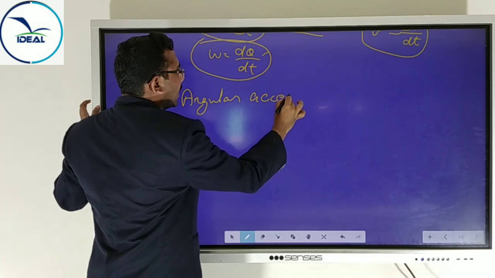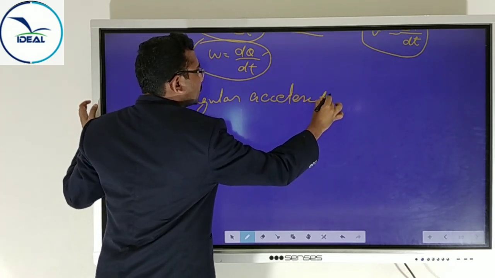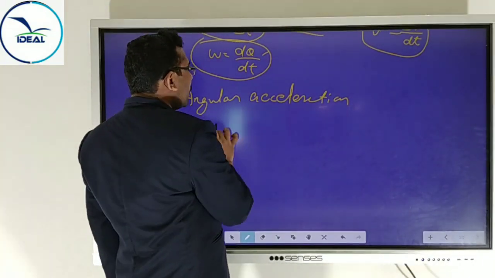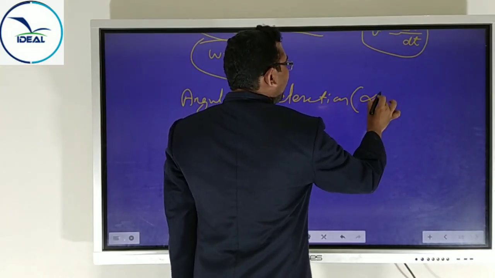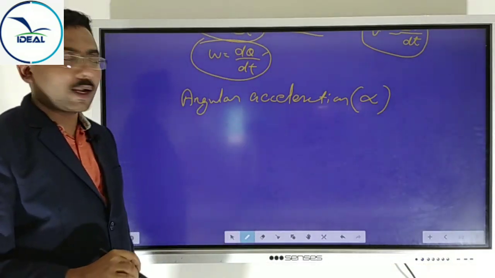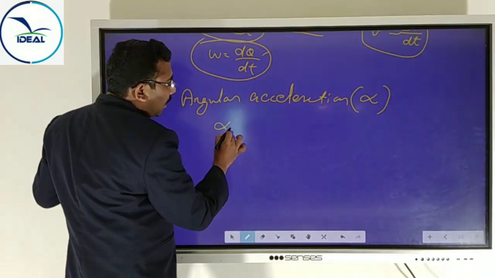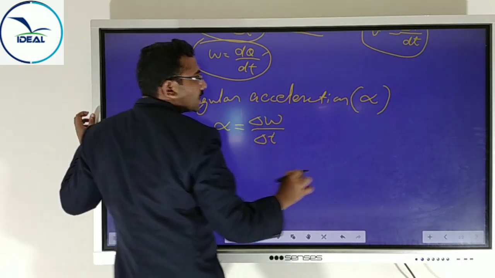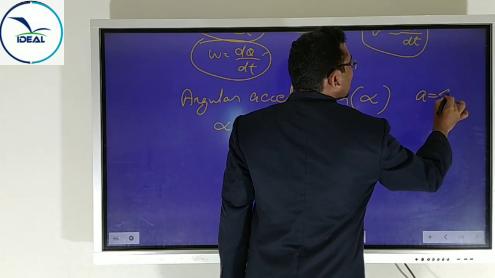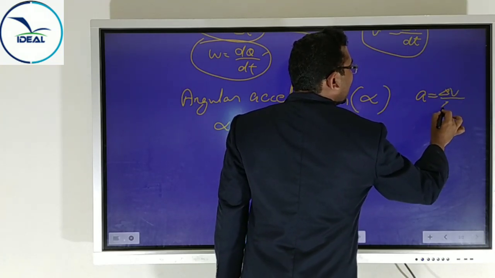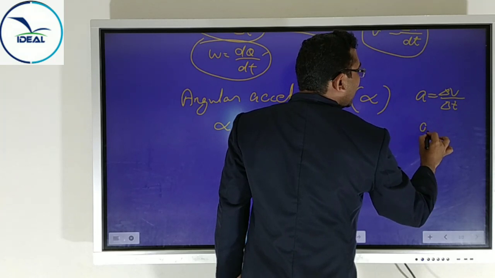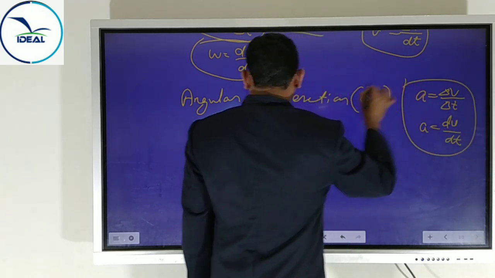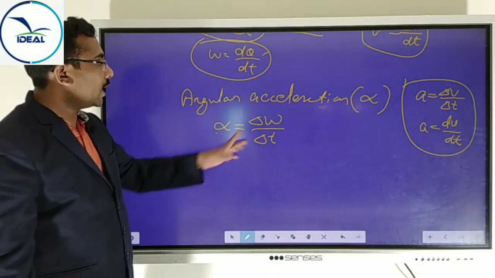Angular acceleration. You know acceleration? Yes. Angular acceleration is denoted by the letter alpha. It is the rate of change of angular velocity. What is acceleration? Acceleration is the rate of change of velocity, dv by dt or delta v by delta t. Like that we can write alpha equal to delta omega by delta t.